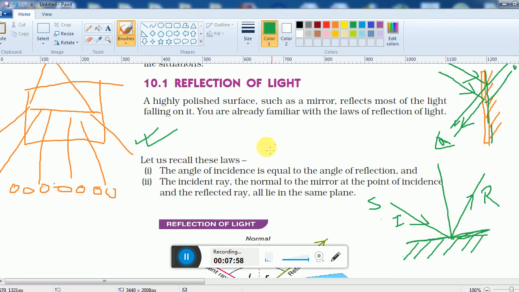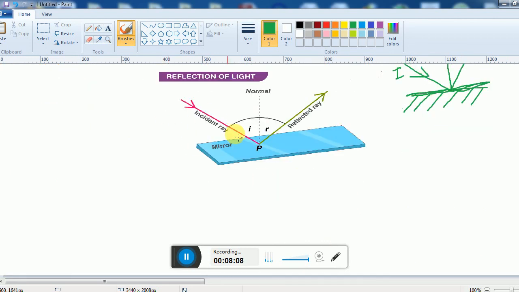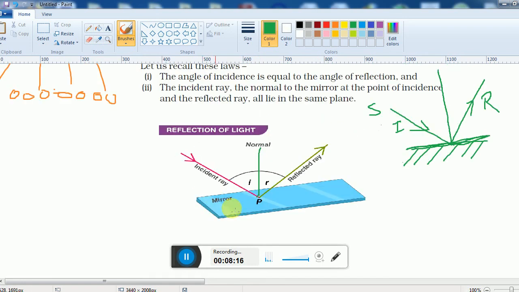Now in case of regular reflection, the incident ray, the reflected ray, and the normal will lie in the same plane. Even if you see in this diagram, the incident ray, the reflected ray and this normal are lying in the same plane. As a mirror is a plane, they lie in the same plane. This is one law. And another law is that the angle of incidence will be equal to the angle of reflection.